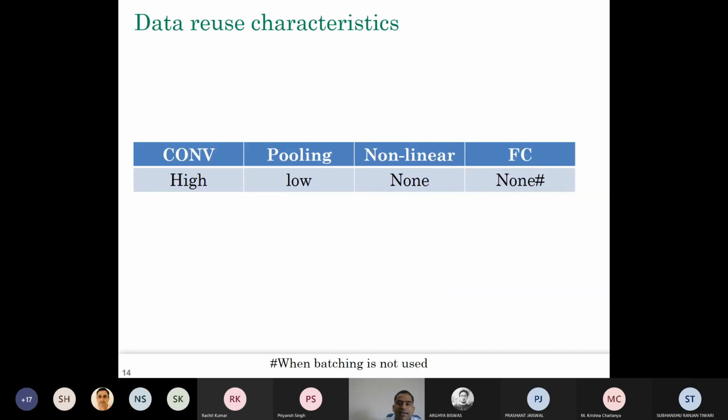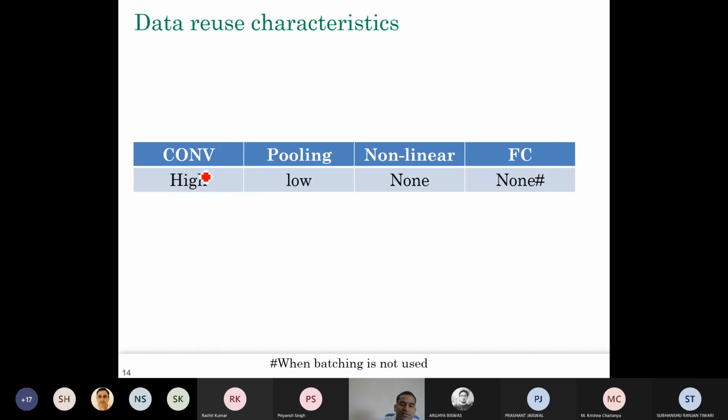Okay. Now let us see the data reuse characteristics. In the convolution layer, as you can see, we have the same filter revolving over the entire image. So that's why convolution layers have a high amount of data reuse.